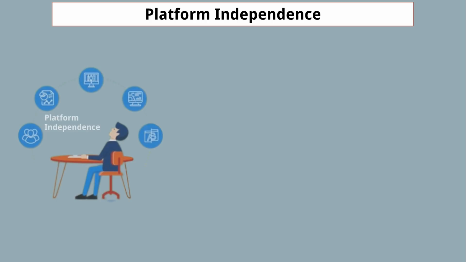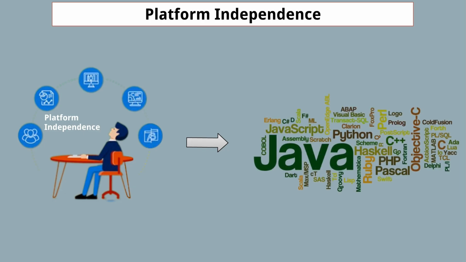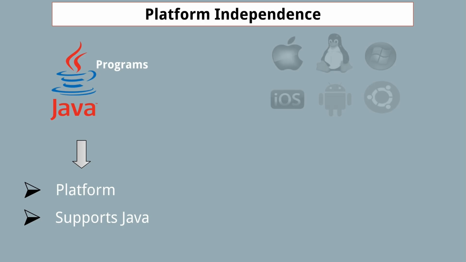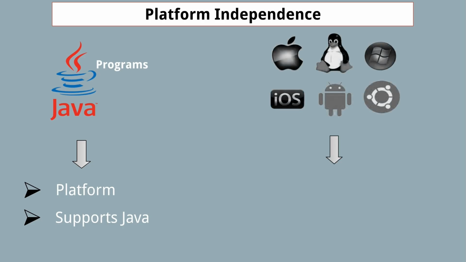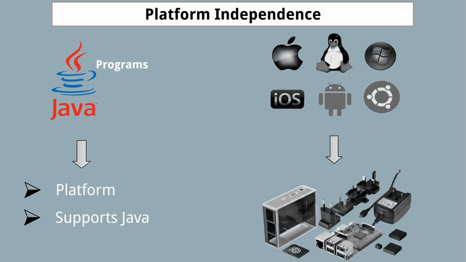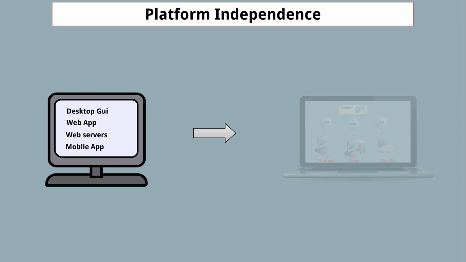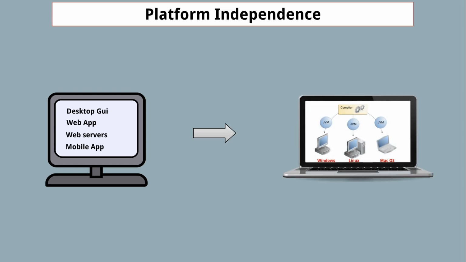Moving on, one of the most important features of Java is platform independence. So Java's platform independence is a fundamental feature that distinguishes it from many other programming languages. It allows Java programs to run on any platform that supports Java, regardless of the underlying operating system or hardware architecture. This means that a Java application developed on one platform can be easily executed on another platform without requiring any modification to the code.